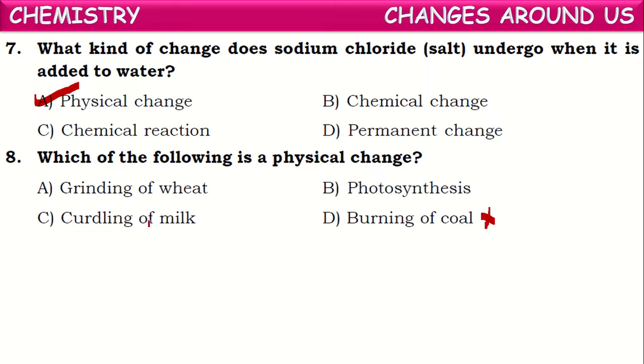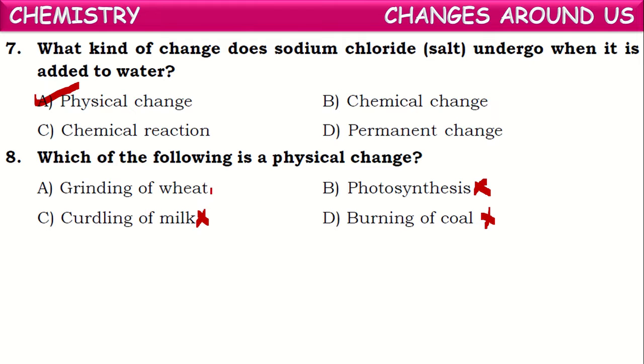What about this scalding of milk? Milk, on adding a small quantity of curd, converts into curd. But from this curd, we cannot get back the milk, so it is a chemical change. What about photosynthesis? We know in the photosynthesis process, plants prepare their food from carbon dioxide and water in their leaves in the presence of sunlight and chlorophyll. So there new substances are formed. So it is also a chemical change.